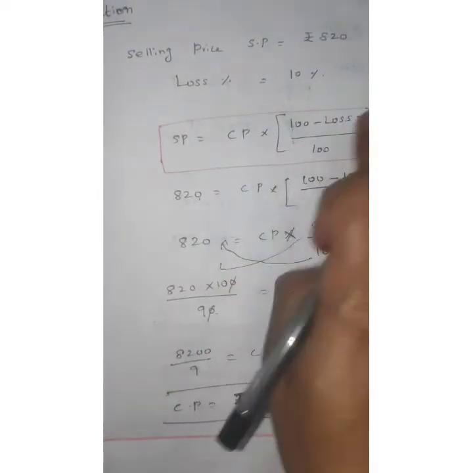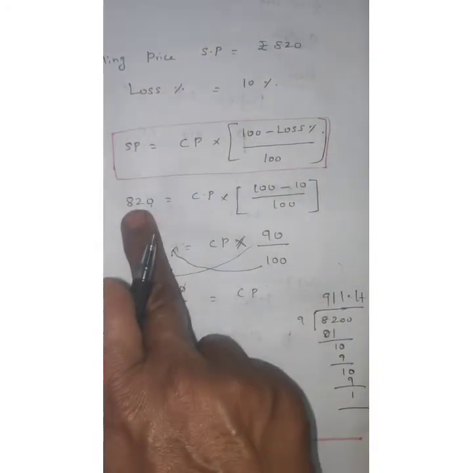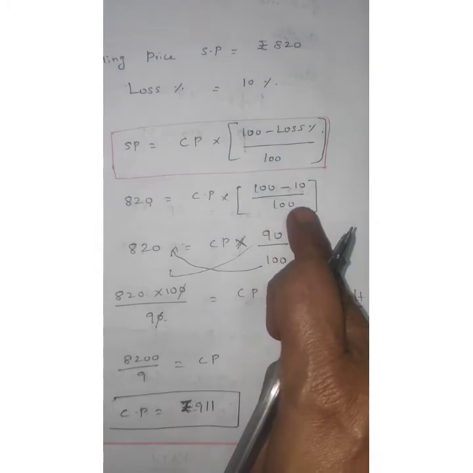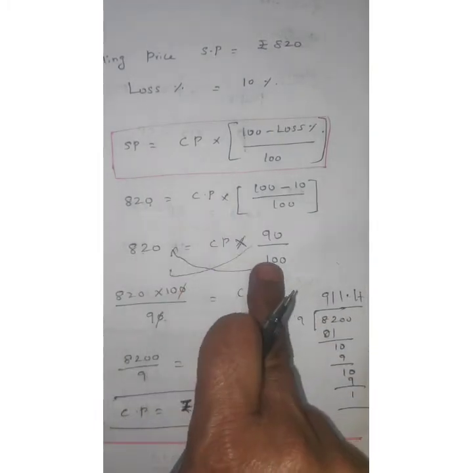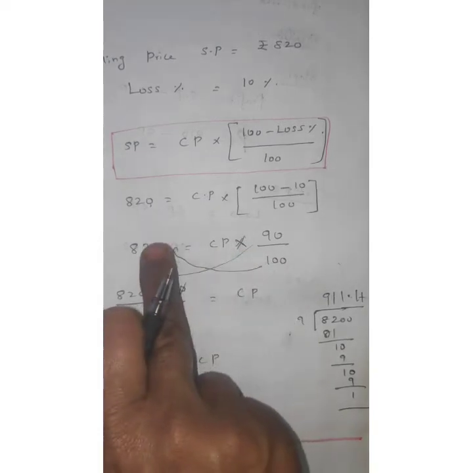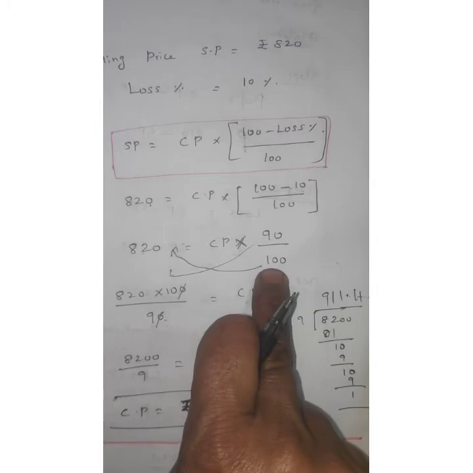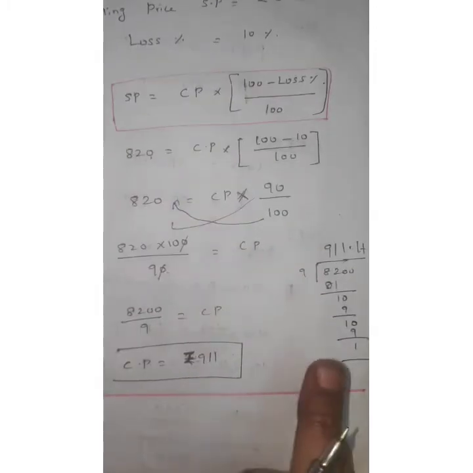You must know the formula to be able to do the sum. Substitute the SP value and find the CP value. 100 minus 10 equals 90 by 100. The number that was up goes up, and the one that was down goes down. So 820 into 100 divided by 90, cancel and write. The answer is rupees 911.